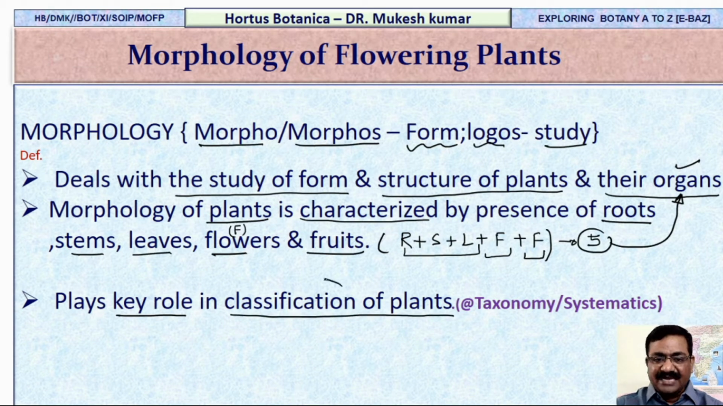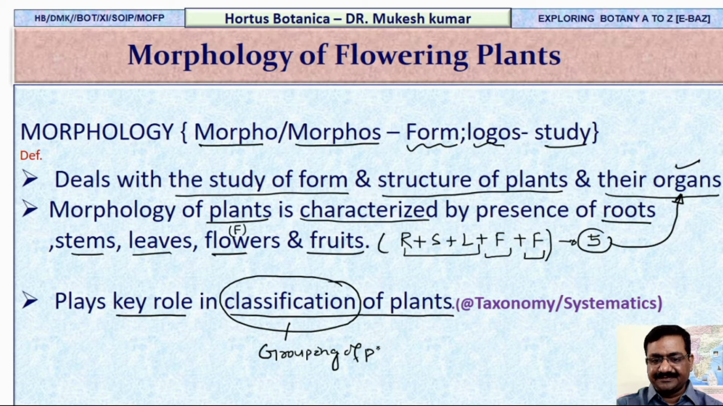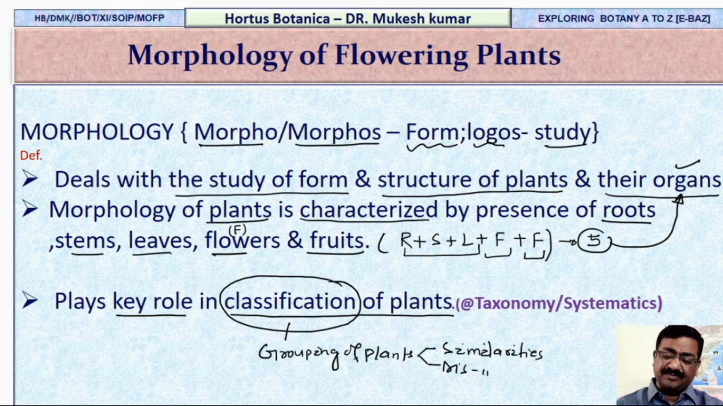Yes, you all know that when you classify a plant, what you do in classification is just grouping of plants. We are talking about plants, and this grouping is based on their similarities, similar characters, as well as their dissimilar characters, variation. So on the basis of their resemblance and variation, we very easily group the plants, and this grouping of plants is called classification, isn't it?